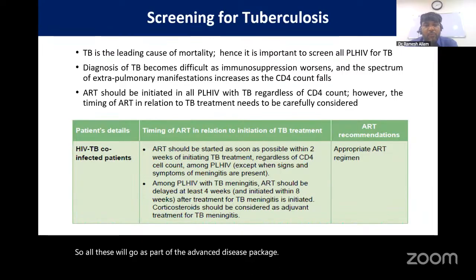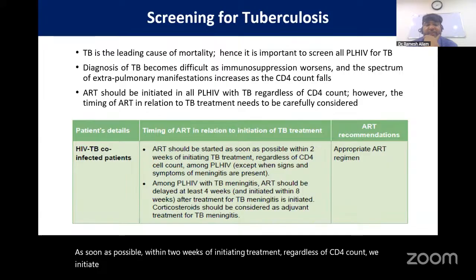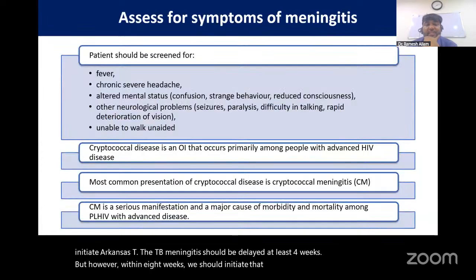So in tuberculosis, as most of you have put out, as soon as possible within 2 weeks of initiating treatment, regardless of CD4 count, we initiate ART. With TB meningitis, it should be delayed at least 4 weeks. However, within 8 weeks, we should initiate. That is, within 2 months, we should initiate.